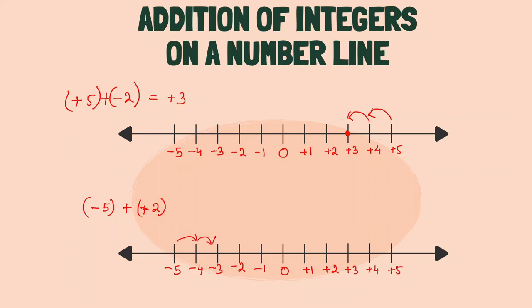Here I was moving towards left and here I am moving towards right. So the answer is minus 3. Okay. So minus 5 plus 2 is equal to minus 3.